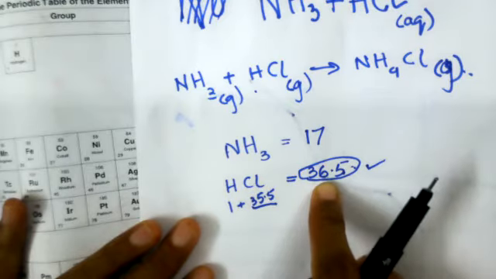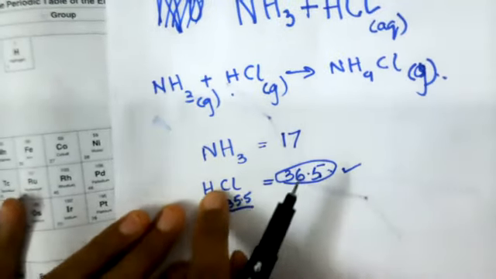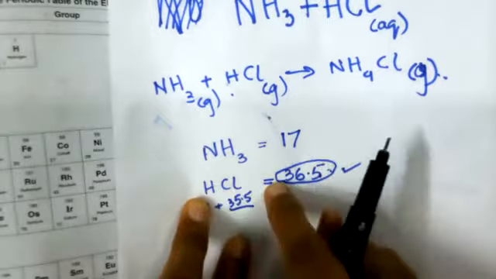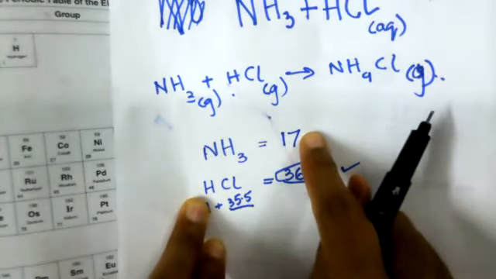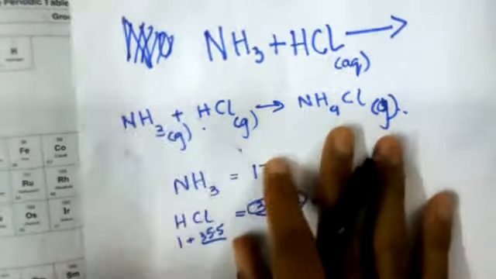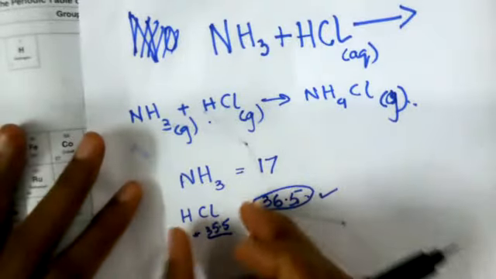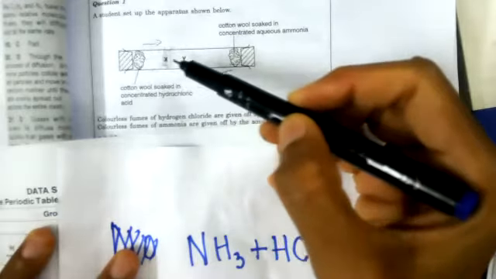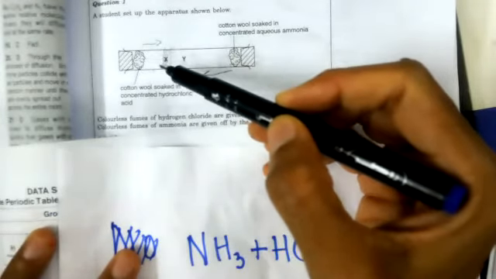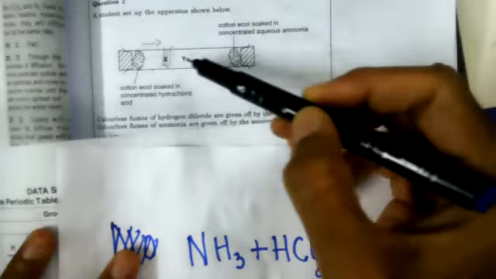Yes, ma'am. Okay. So can you see that hydrochloric acid is so much heavier than ammonia? Because of this heaviness, this molecule is bulkier than ammonia, so it cannot travel too far, or it is slower. Okay, it is slower. Ammonia is faster.